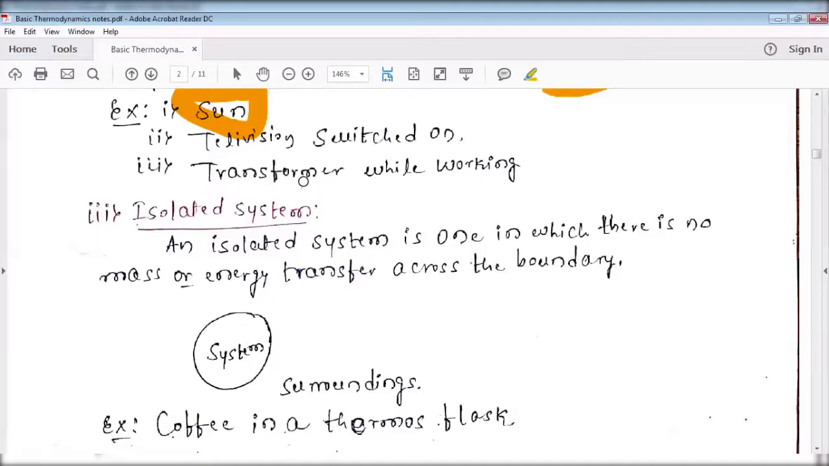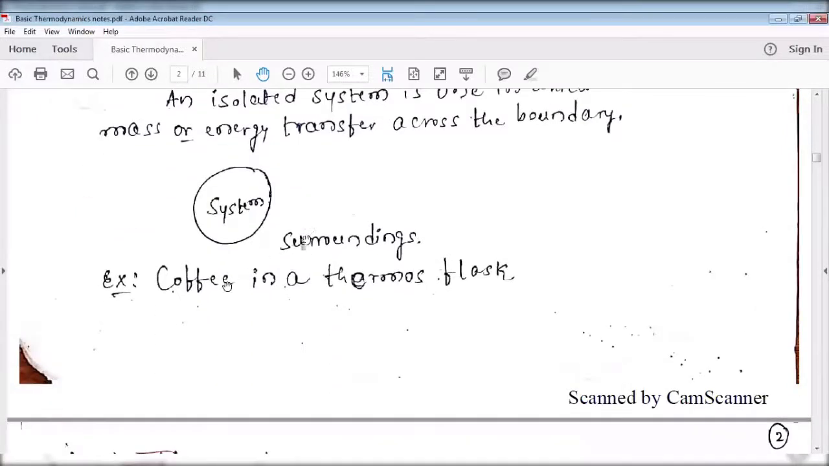Once it is perfectly closed, there is no mass transfer in either direction. Once it is perfectly insulated, there is no energy transfer in either direction. Such systems are called isolated systems. The best example for an isolated system is coffee in a thermos flask.